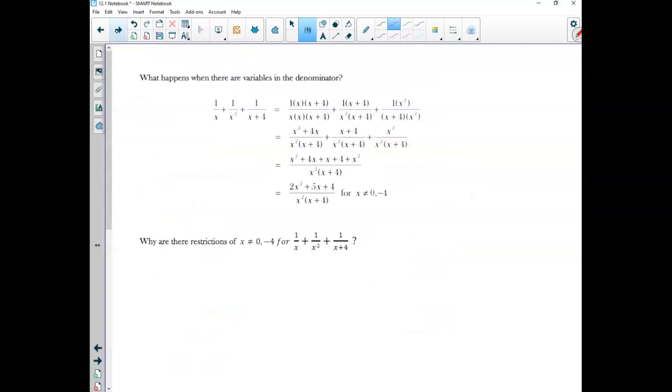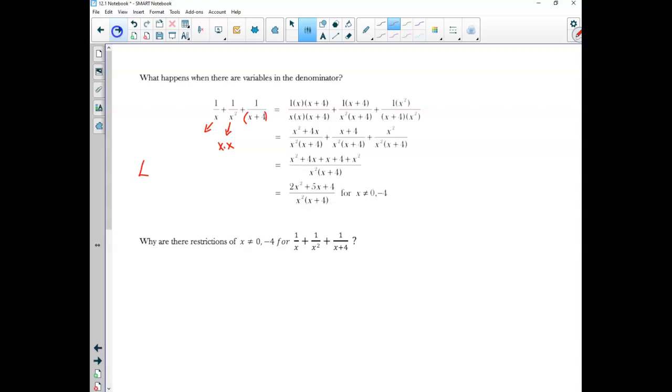So, what happens when there are variables in the denominator? Everything changes, all right? Everything changes. I'm going to picture this as an x. I'm going to picture this as an x times an x, because it's x squared, so there are actually 2 factors of x down there. And this is just a factor of x plus 4.